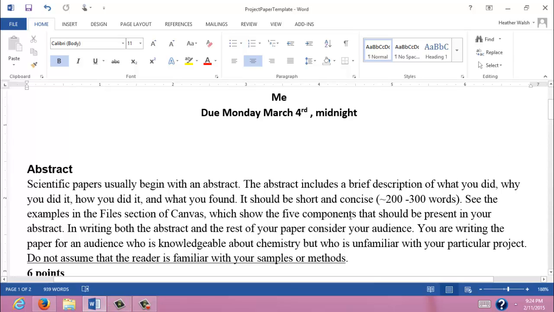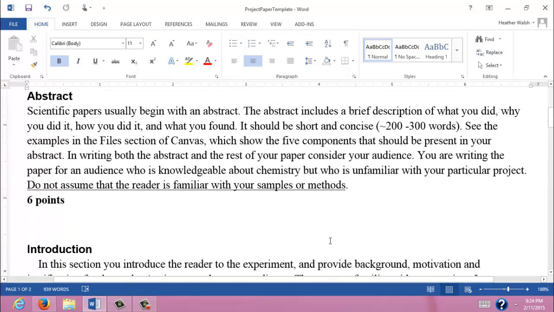But you're going to have your abstract, and again, your abstract needs to be about 200 to 300 words, and you need to include both the Spec 20 and the back titration into your abstract now. Okay, and then of course, do not assume that the reader is familiar with your samples or your methods, and be very general again. Don't be saying specific amounts like grams or milliliters of your samples, let's say for back titration. If you say the method back titration, we're all going to understand what you're talking about.